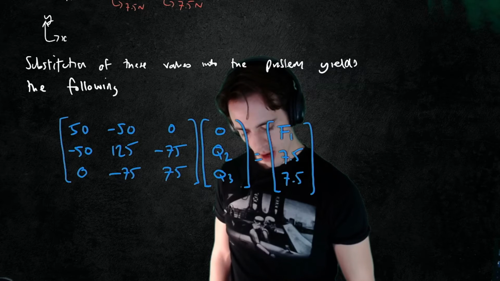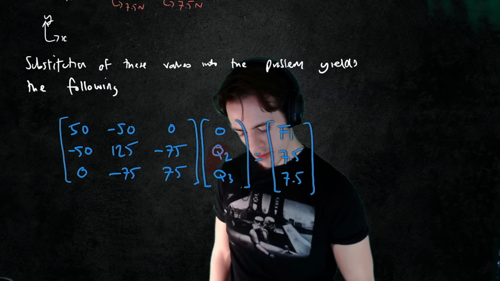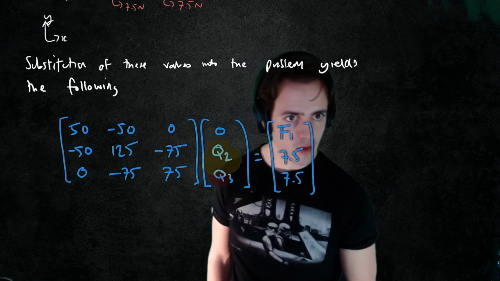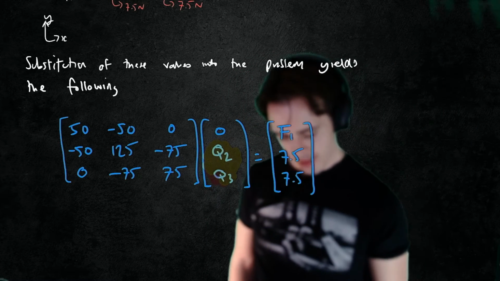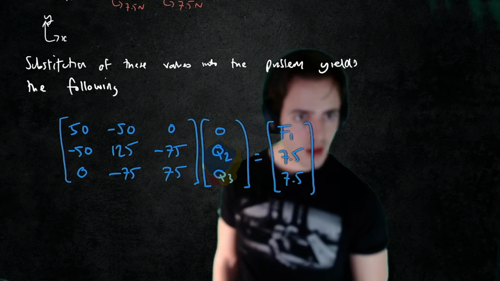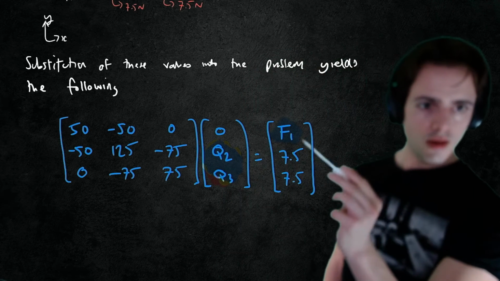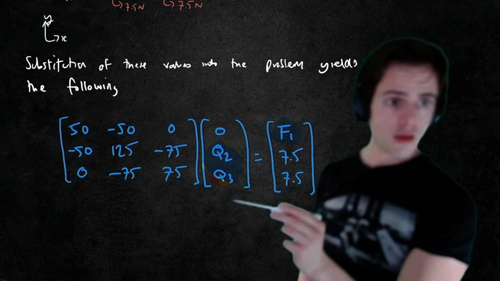So the bits that we don't know in this problem, I can never remember which color highlighters work on this screen. I don't think many of them work particularly well. Okay, those are the bits that we don't know. They are F1, Q2 and Q3, and those are the bits that we want to solve.